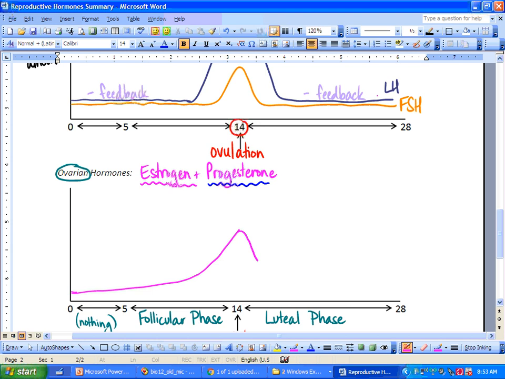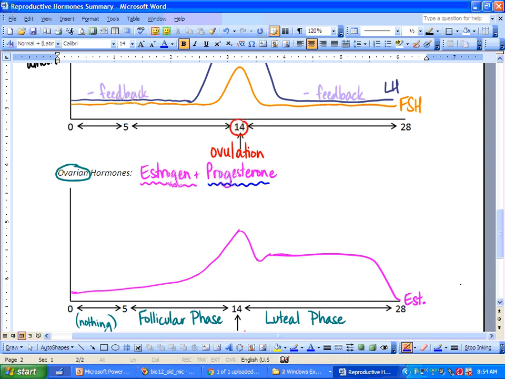And that's because once we form the corpus luteum in that luteal phase, that corpus luteum is going to keep producing estrogen. And so we get what I like to just call a medium level of it. And then it's going to drop off towards the end. So it starts out low, it builds, it spikes, and then it stays at a medium level. So that is your estrogen hormone level portion of that chart.